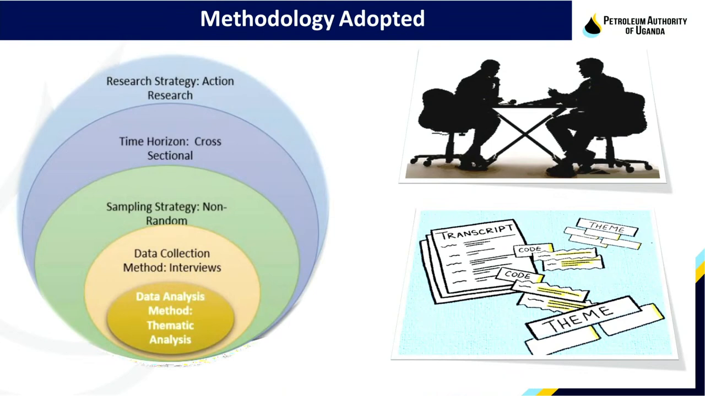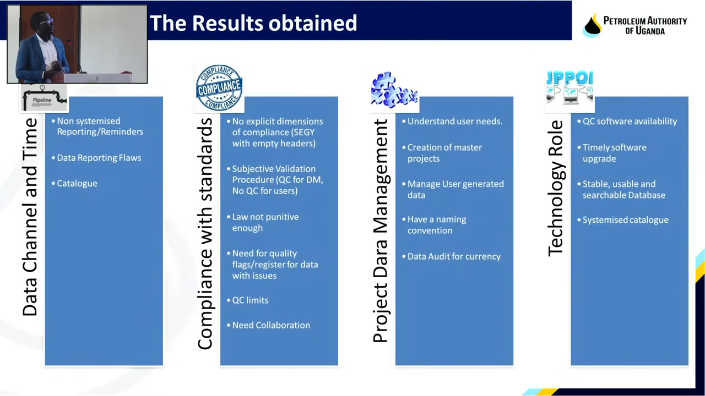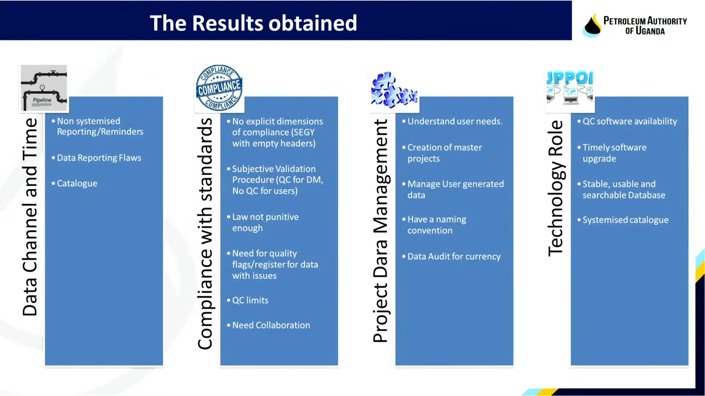So this is the methodology. It was an action sort of research. You were looking out for what goes wrong and how we can improve it. At some point we did interviews with people, and at other points we just looked into the data itself to find out where things go wrong. So when we interviewed people, we came up with four themes, and the themes also include results gotten from observations.